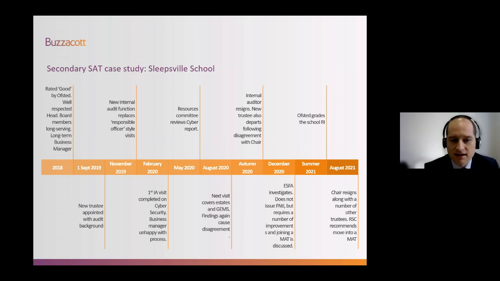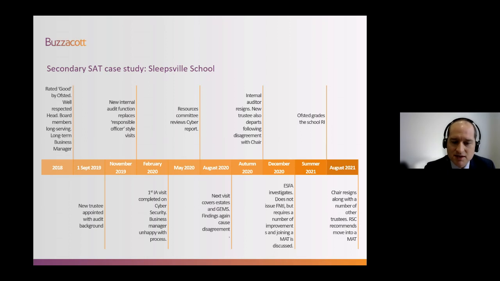So one of the things they first started on was cyber security being an important risk that was emerging more prominently at that time. And so the first audit visit was completed primarily with the business manager and also the IT manager. The business manager, having been there for many years, had got quite involved in some of the other support functions as well.